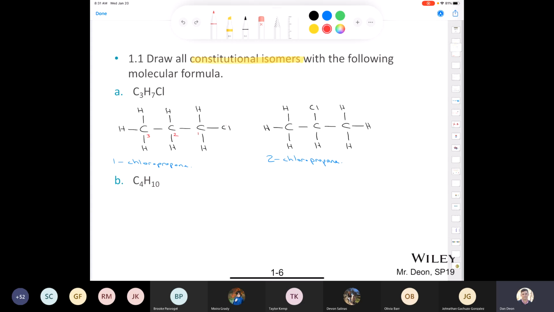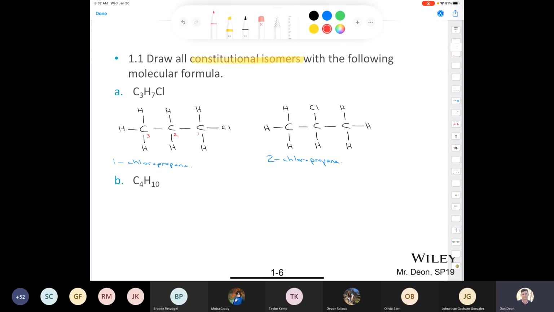Now let me draw what another student proposed. One of the students said, why don't we just move the chlorine over here? Well, if you number these carbons and give the carbon with the chlorine number 1, 1, 2, 3, you have 1-chloropropane, so you have the exact same name. I'm getting a little ahead, but the idea is that you should be able to differentiate between two constitutional isomers. Let's try the next one, C4H10.